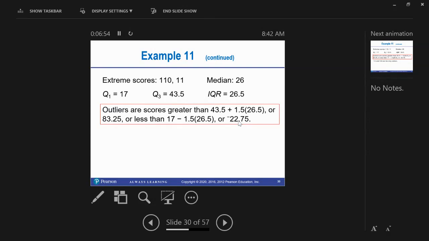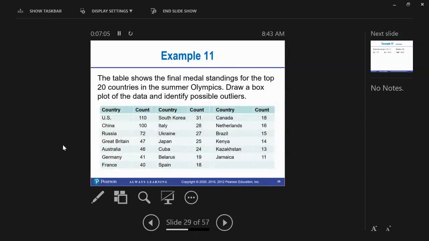Do we have any outliers? Yeah. The 110 is an outlier, but not the 11. And then I think we actually have another one too, don't we? Under 100, yeah. So both of these are going to be outliers, the 110 and the 100. That makes sense?